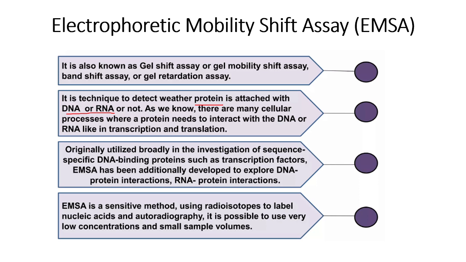This is a very sensitive method where you use different kinds of radioisotopes to label the nucleic acids, and with autoradiography it is possible to use very low concentration and small sample volume. So you do not actually use a very high concentration of your DNA and RNA. Even at radio level, small amounts of your nucleic acids are sufficient to check the binding of your protein and your nucleic acids. So this is a very important technique and a very sensitive one as well.